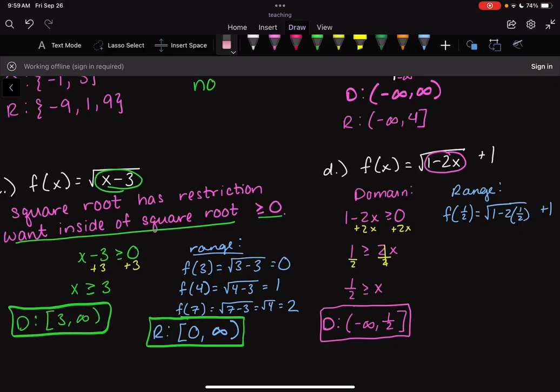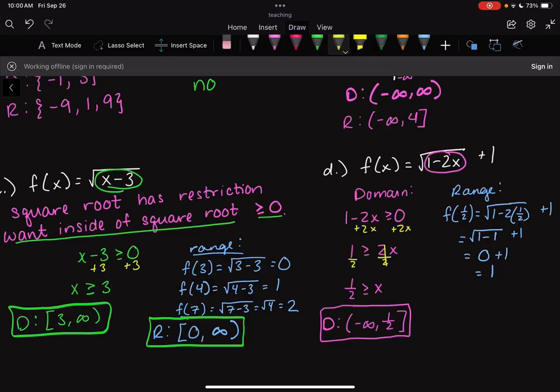All right, so I'm going to solve this, see what I get. So I'll get square root of 1 minus 1, plus 1. So I'm going to get 0 plus 1. So I get 1. So that means that for my range, my biggest value that I can get is 1. Or is it my smallest? We'll have to see. But I know that that 1 is going to either be on the left or the right. Let's see if I plug in something else.